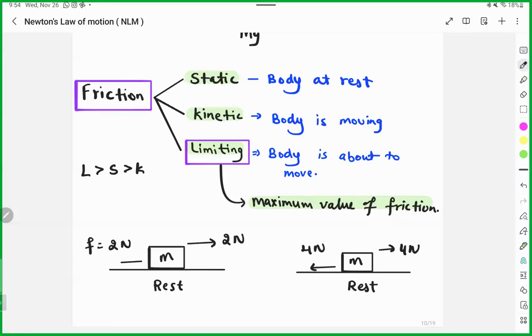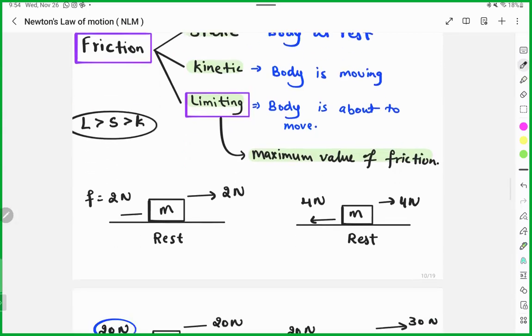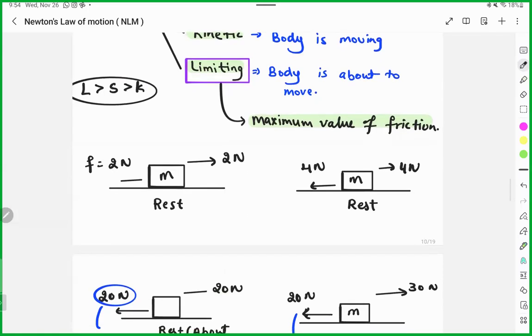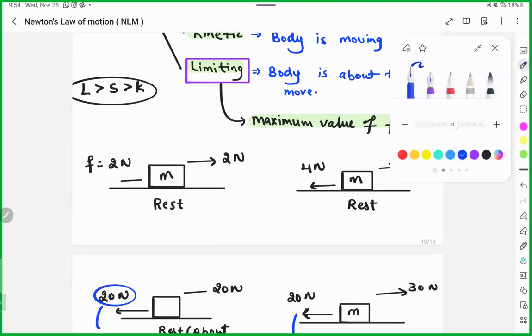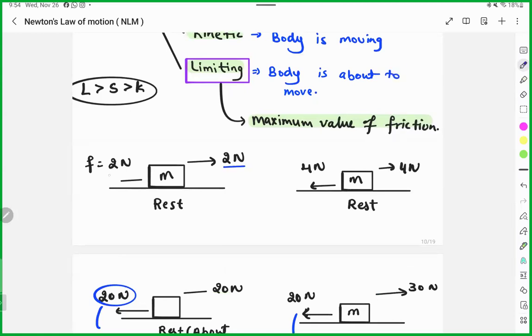Because when body is moving, friction is less. Correct? When body is moving, friction is less. So that's why this situation. How it act? How limiting friction act? Example: if you apply 2 Newton force in the forward direction, so your friction will be 2 Newton. This is the static friction. If you apply 4 Newton, backward side friction will be 4 Newton.